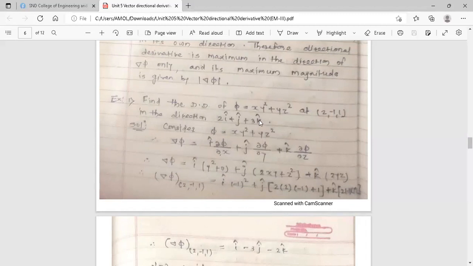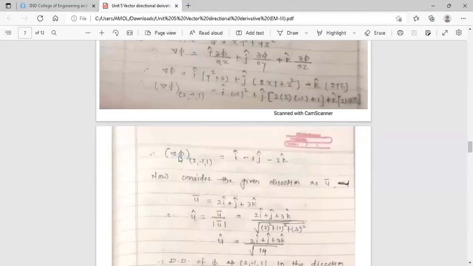Okay. So del phi is equal to this term. Now the value of del phi or grad phi at 2, minus 1, 1. This is point P, the coordinates are 2, minus 1, 1. So del phi at 2, minus 1, 1 is equal to, now put x is equal to 2, y is equal to minus 1, z is equal to 1 in this grad phi. If we put these values and simplify it, then we have the value of grad phi at 2, minus 1, 1 equal to i cap minus 3 j cap minus 2 k cap. This is your answer of del phi or grad phi at 2, minus 1, 1.